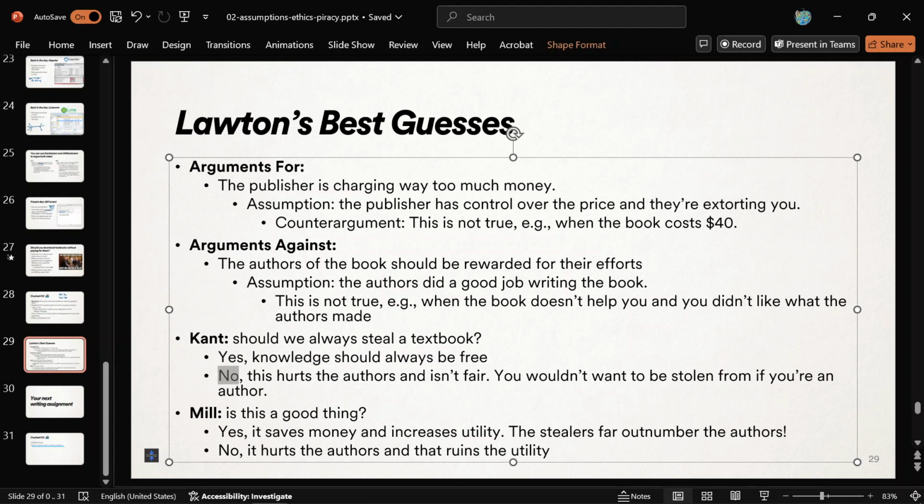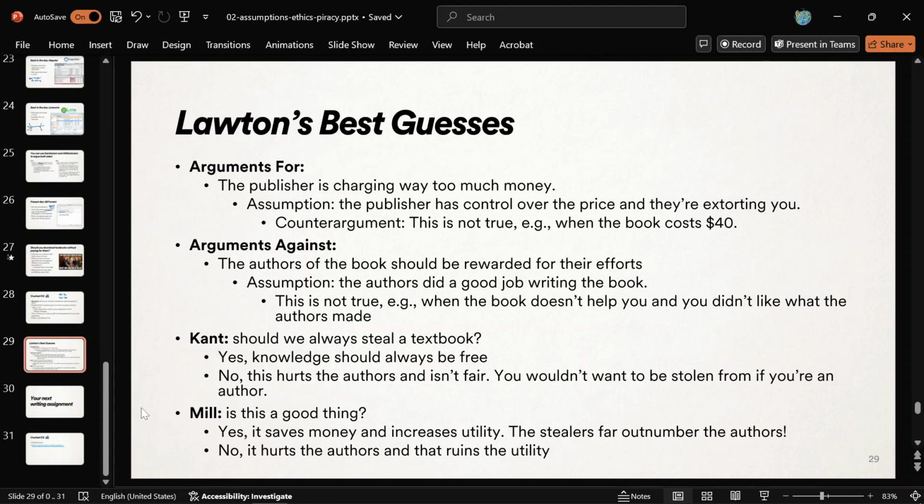On the flip side, you can also use Kantianism to argue the opposite. You could say, all right, no, if I were an author, I wouldn't want to be stolen from. Therefore, no one should ever steal. Does that make sense? So you get no special exceptions. And that's the way you should always act. So that's Kantianism applied to this.